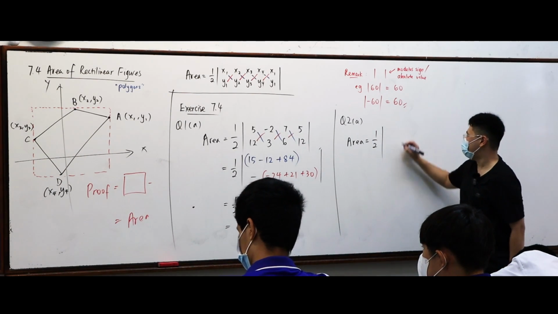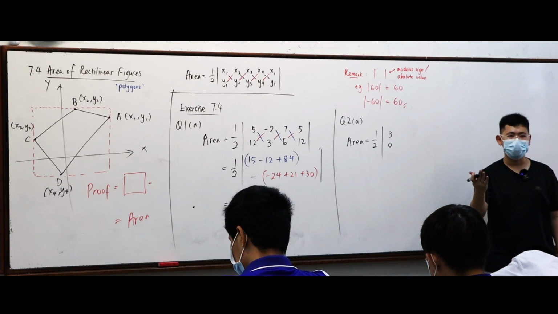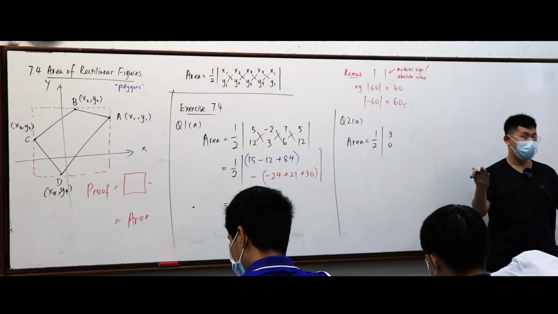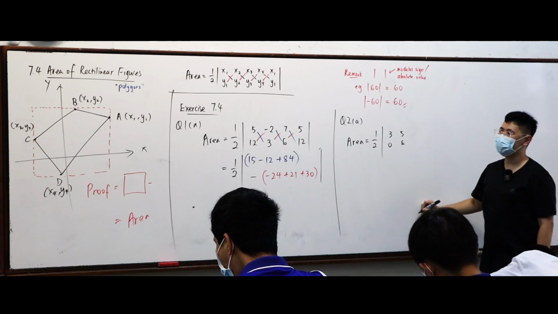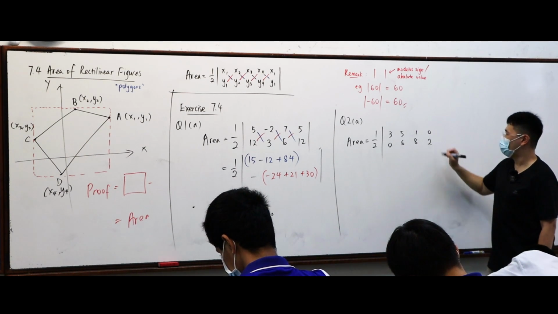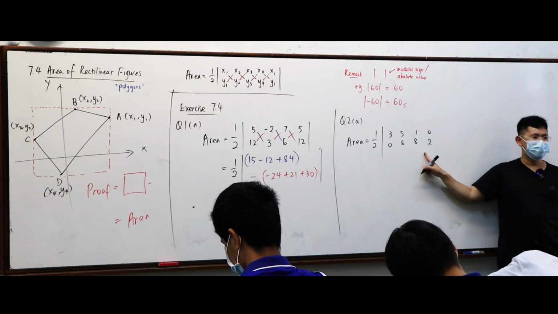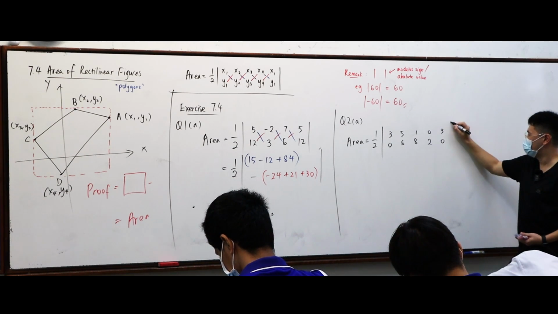So that point A, 3, 0. Okay, the next point, which direction do we need to go? Anti-clockwise. So 5 and 6. So 3, 0, 5, 6. Next one is 1, 8. Then the next one is 0, 2. Do we end off over here? No, we need to go back. Go back to the original point, 3, 0.